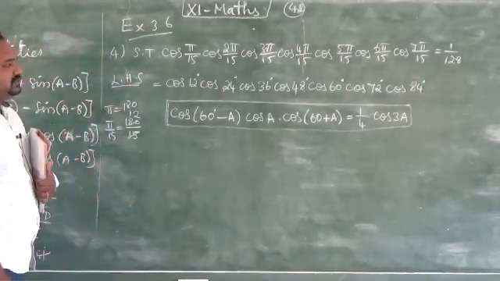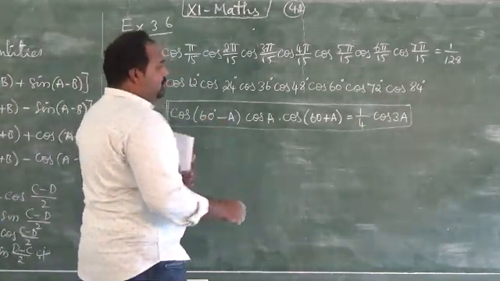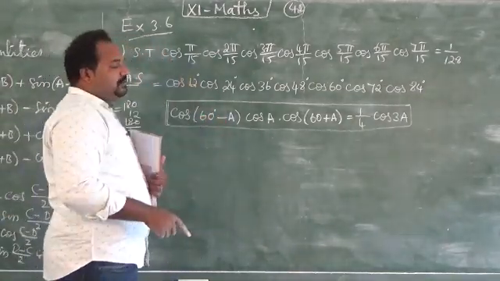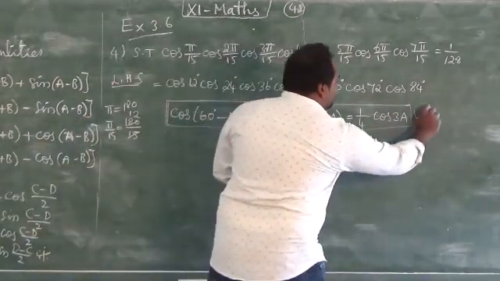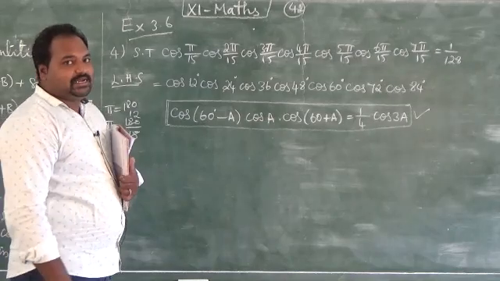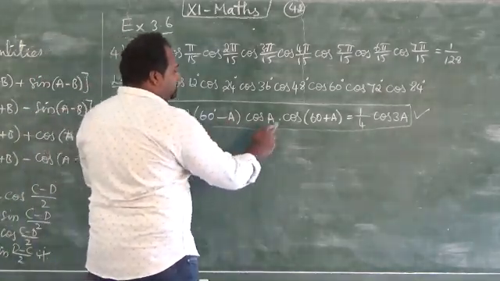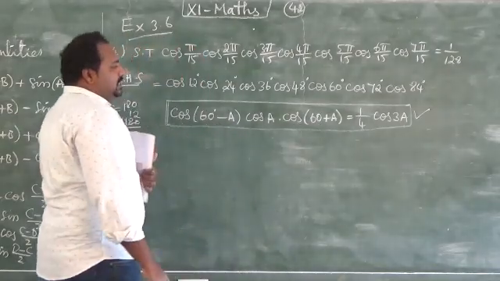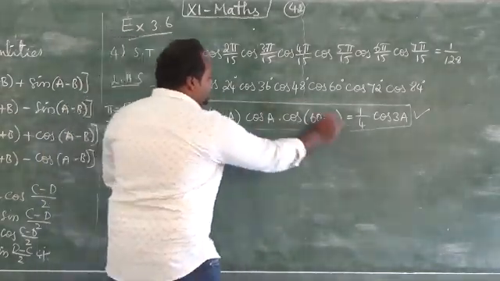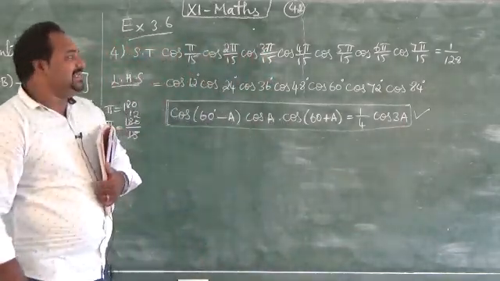I am going to use this identity directly in this problem, because as soon as you see this problem you have to remember this identity. We don't need to write a proof here, we just write the identity directly. So you have to memorize this identity. If you have this form, the left hand side, directly we can write 1 by 4 into cos 3A.